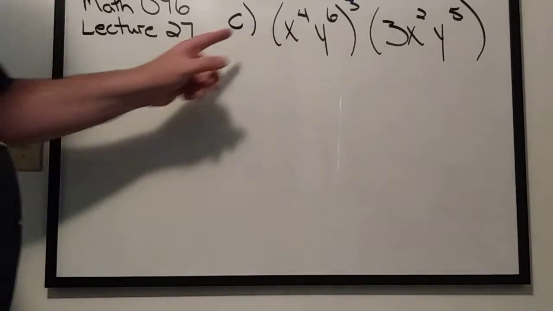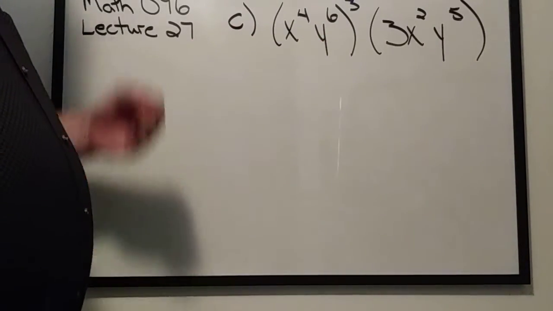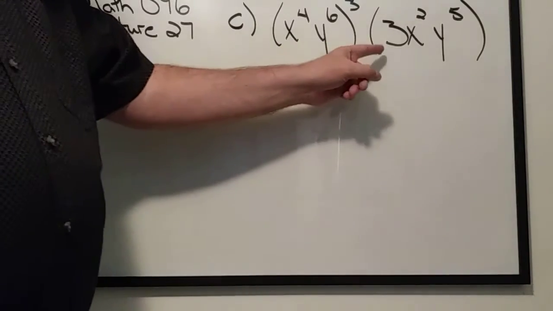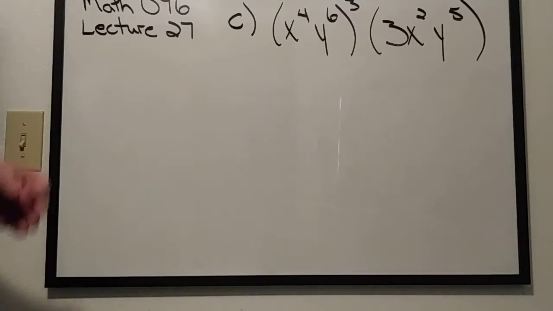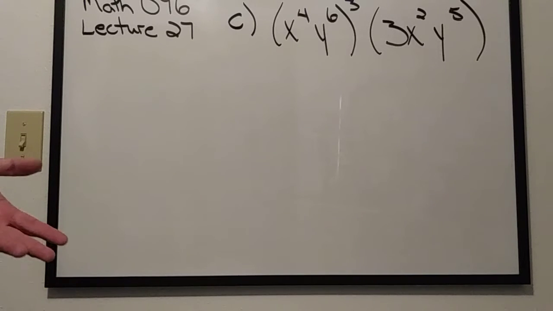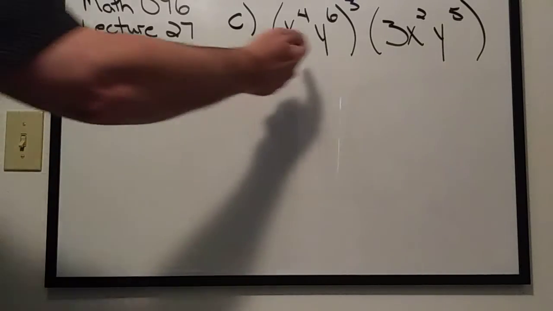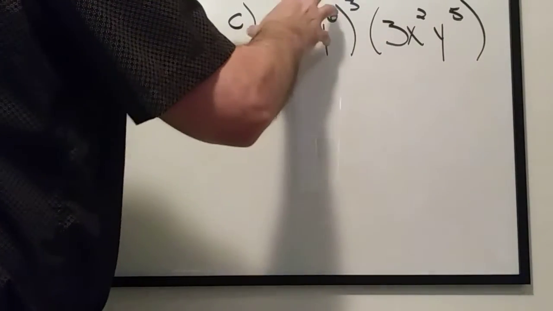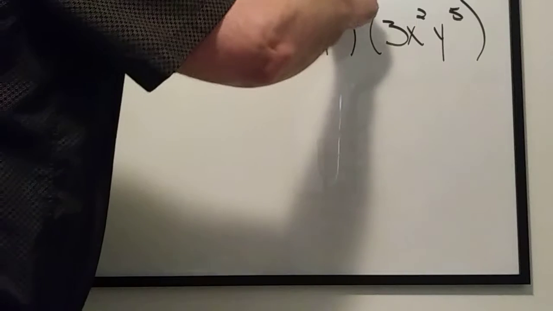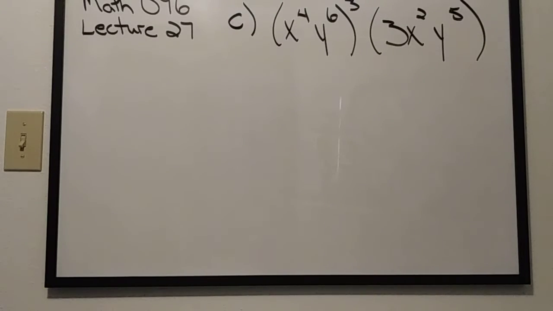For part C, we have the quantity x to the fourth y to the sixth to the third power times the quantity 3x squared y to the fifth. Now, once again, there are lots of rules of exponents that we're going to have to use in order to do this problem. The first thing that I see is over on this left-hand side, I have a multiplication problem to a power. So that means that we have a product to a power.